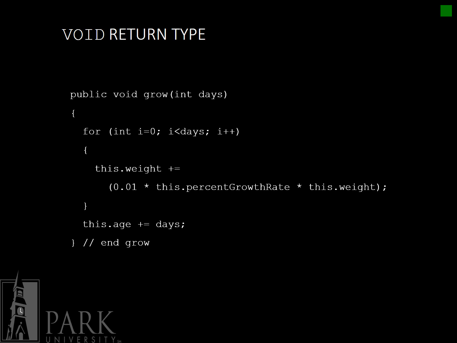And turning to our Mouse class again, you can see an example of the void return type in the grow method. A void return type is what you use when you want to specify that you're returning nothing. And you can notice that at the bottom of our method right here, we have no return. It just ends.